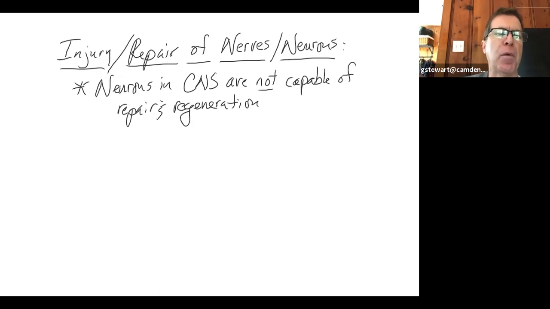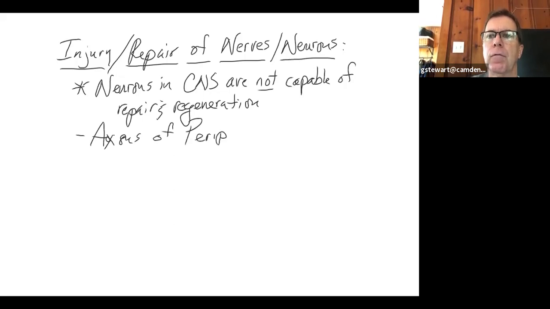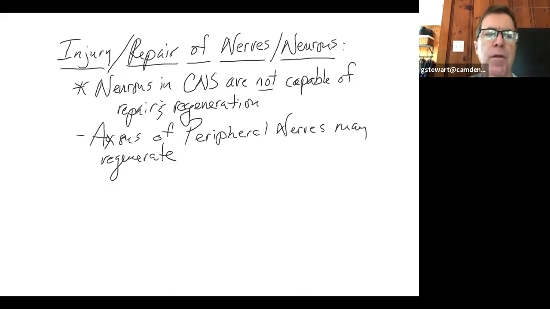But if we talk about the peripheral nervous system, I'm just going to write this. Axons of peripheral nerves may regenerate. And the reason we say the word may is it depends on the degree of injury and the location of injury. So they may regenerate, especially if the damage is distal to the cell body.